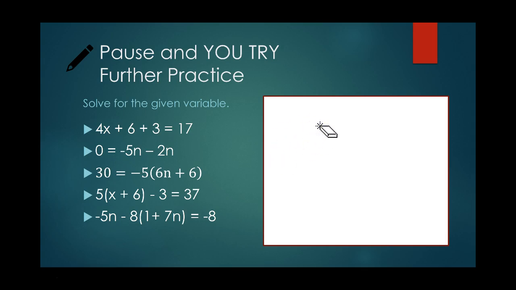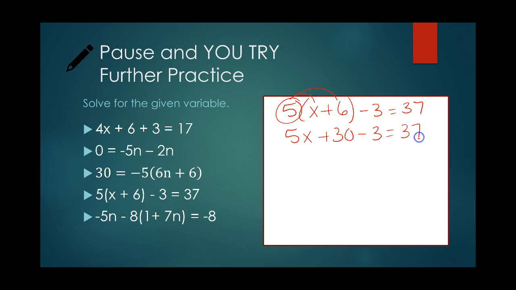All right, clear my screen. Okay, and this one. Okay, so we're going to distribute first. We're always going to do that distribution to get rid of the parentheses first. So that gives you 5x plus 30. Again, I'm not going to distribute to that minus 3 because it's not in the parentheses. Now before I can solve for x, I'm going to combine these like terms here. So 30 minus 3 is 27.